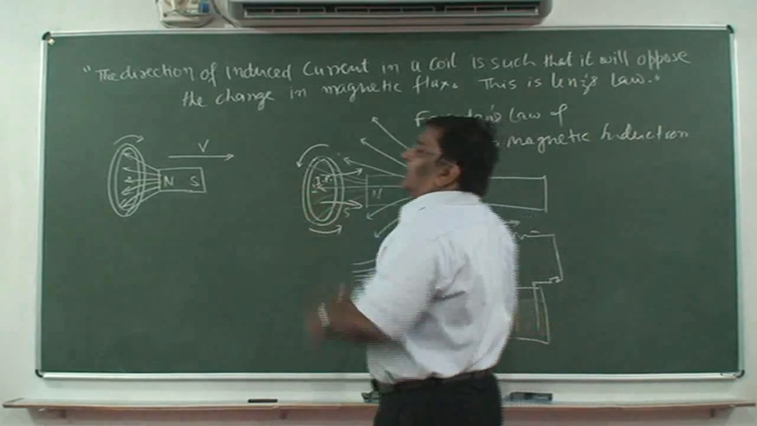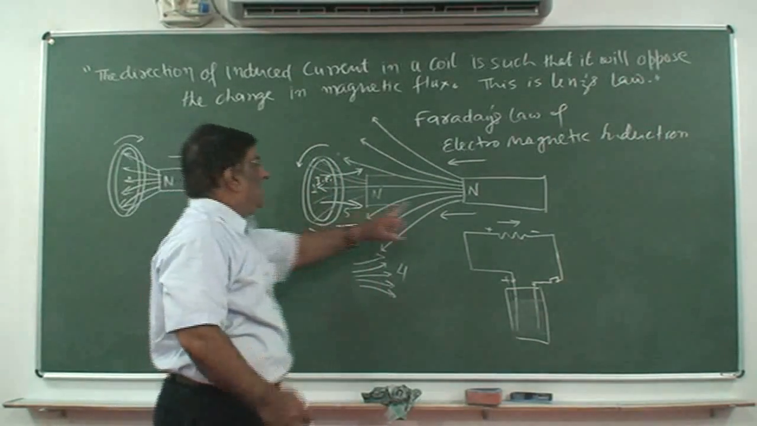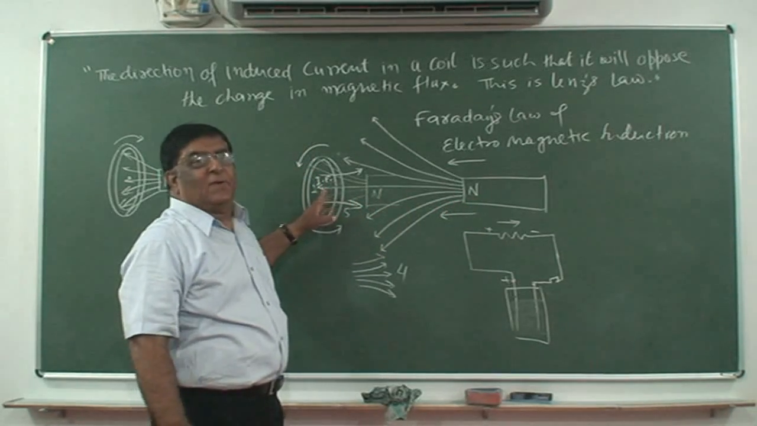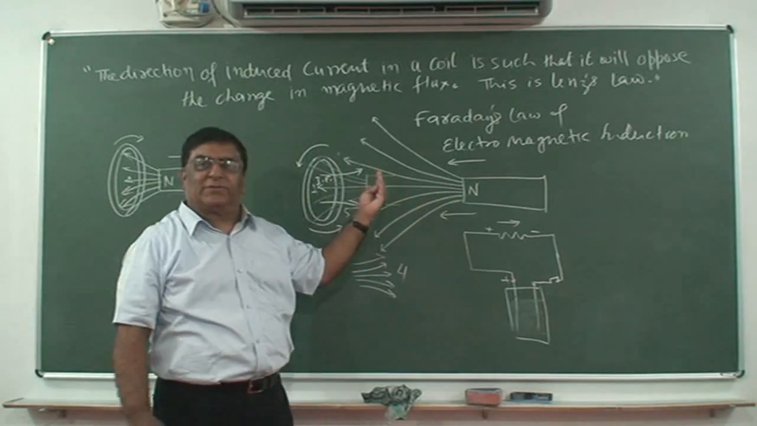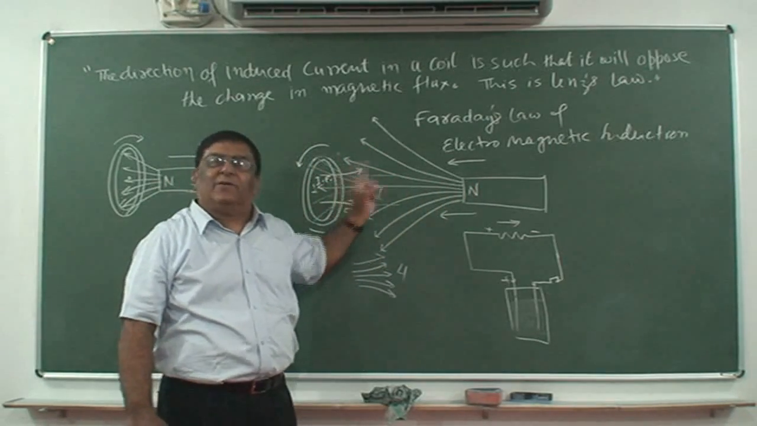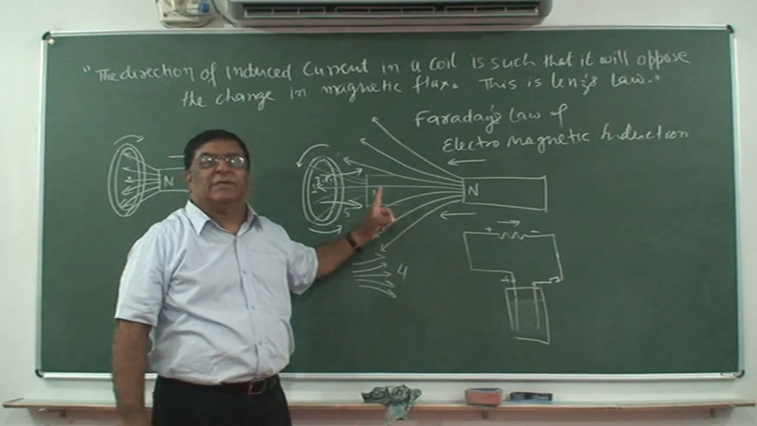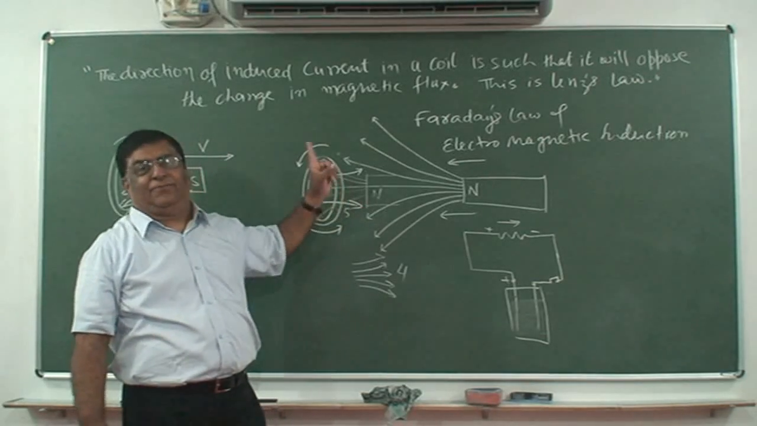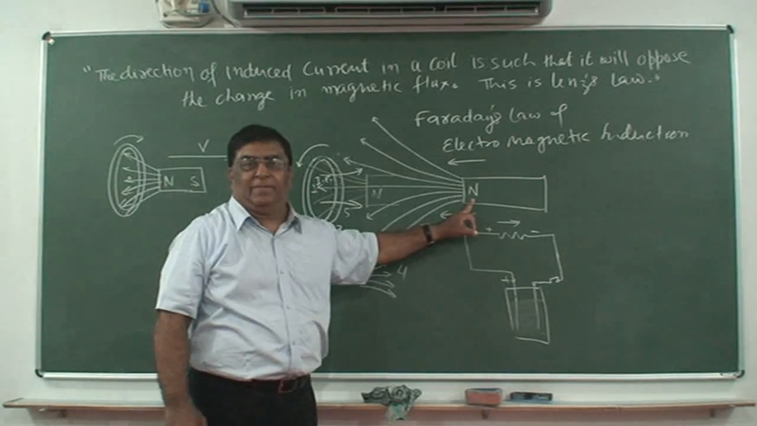Now let us study it a bit more. How do we remember it? We remember it when the north is going closer. It will oppose. Why is the flux changing? The flux is changing because north is coming close, and the coil will want that north should not come close. If north should not come close, then what can it do? It can produce a north pole in itself, so that this north will repel this north.